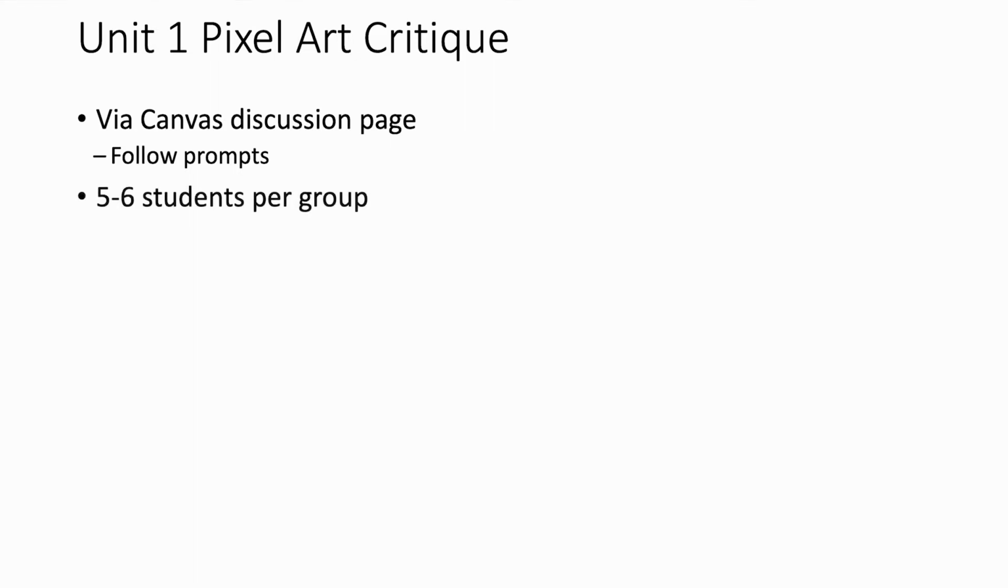Switching gears, the Unit 1 Pixel Art critique will happen via Canvas, where you'll have a discussion page where you'll be prompted to give specific written feedback for a handful of the artworks of your classmates. You'll be working together in groups of roughly 5 or 6, and that way you can all spend some time and really focus on the individual artworks that you'll be critiquing.